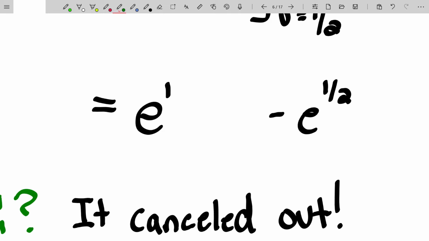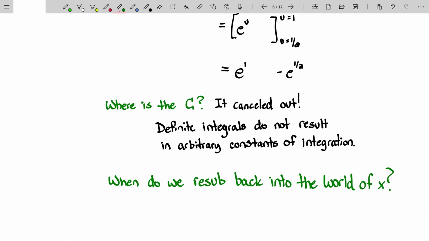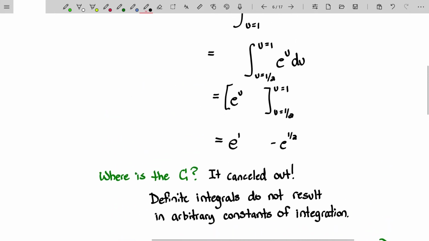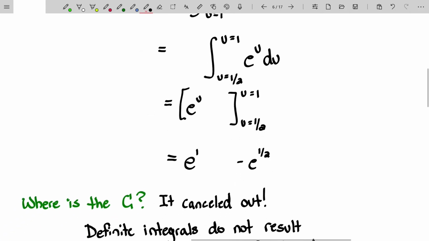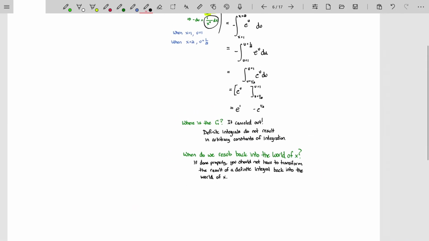So there is no need with definite integrals to transform back into the world of x. So many times I'll see students in Calc 2 that do that. They'll transform back into the world of x when they shouldn't. It's a waste of time. If done properly, you should never have to transform the result of a definite integral back into the world of x. What I mean when I say if done properly is that if you have transformed everything step by step into the world of u, then your final answer is just a constant and you don't have to transform anything back. That is very important, very, very important.